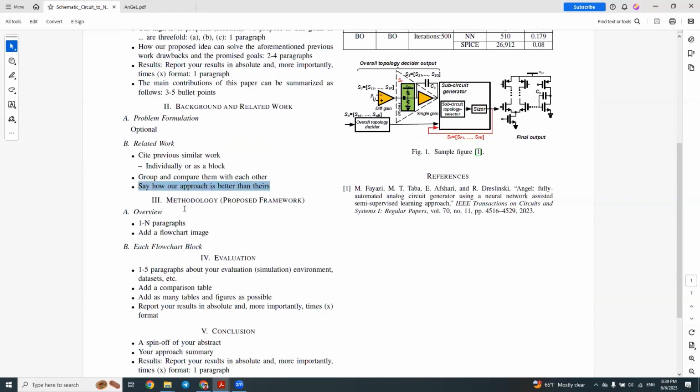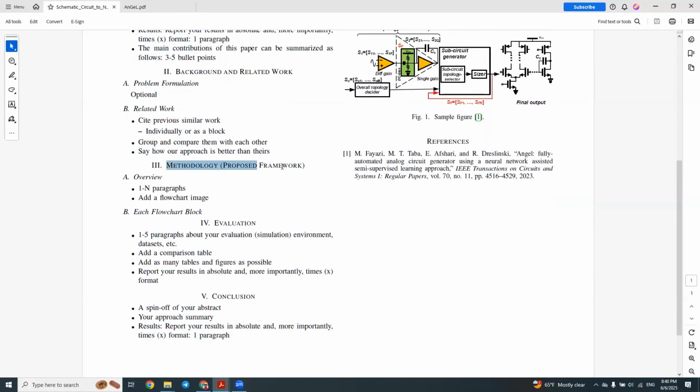Okay, so let's move on. This is the methodology part, where we talk in a more technical way about how we have implemented our framework. Usually what I do is have one subsection as an overview. Again, this is optional. It shouldn't always be like that, but this is one good structure.